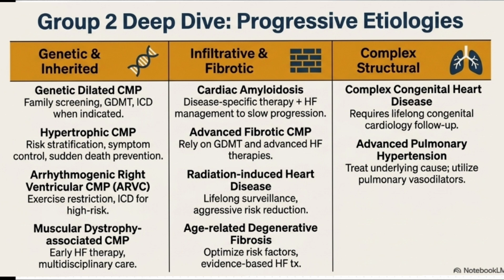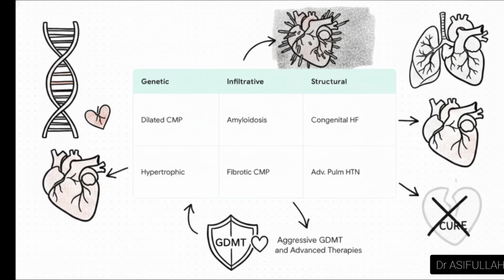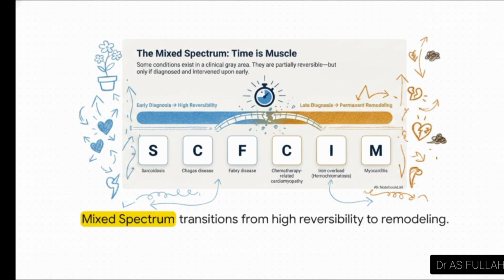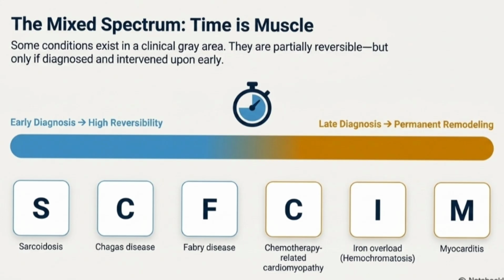Because we just can't reverse the fibrotic or genetic damage in these cases, our immediate focus has to be on stalling the disease with aggressive GDMT and advanced therapies, rather than fruitlessly attempting a cure. That brings us to Section 5, the mixed spectrum, where time literally is muscle. This is a fascinating clinical gray area, and the stakes of early diagnosis here are absolutely massive.